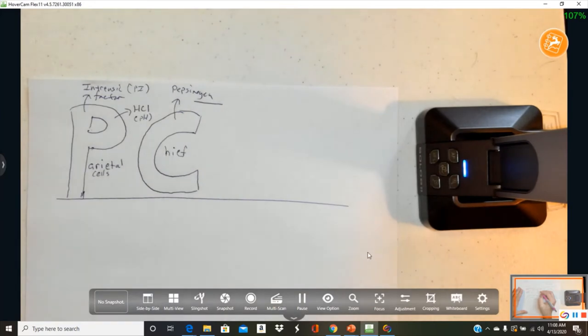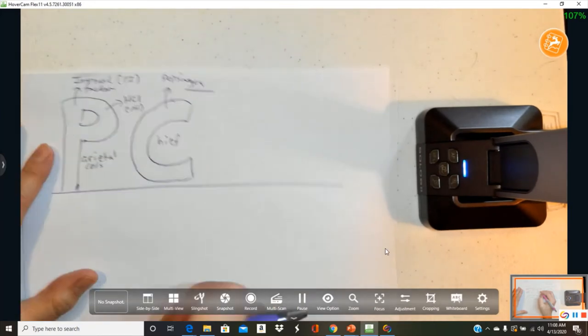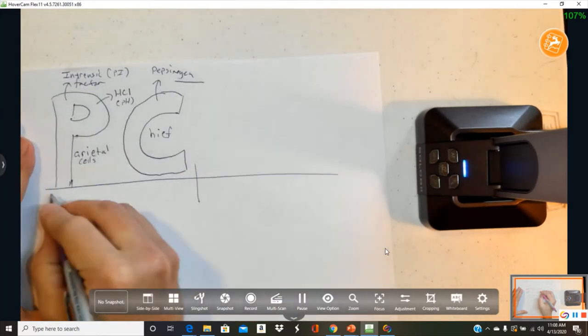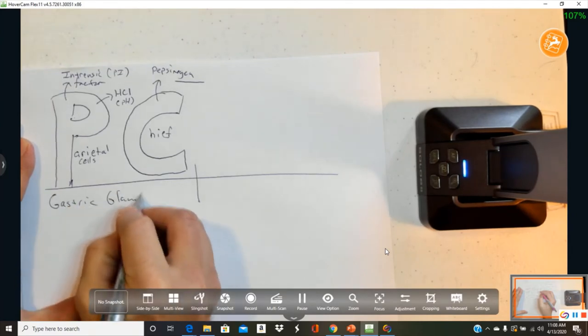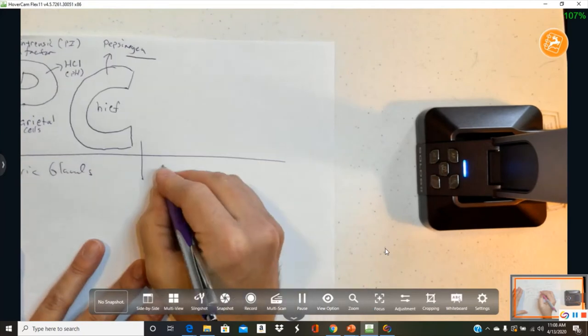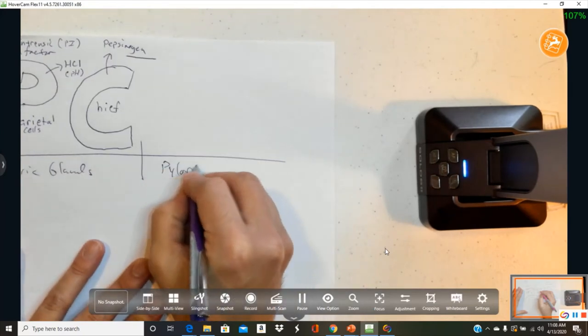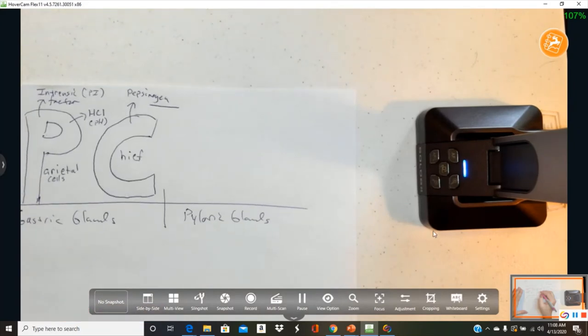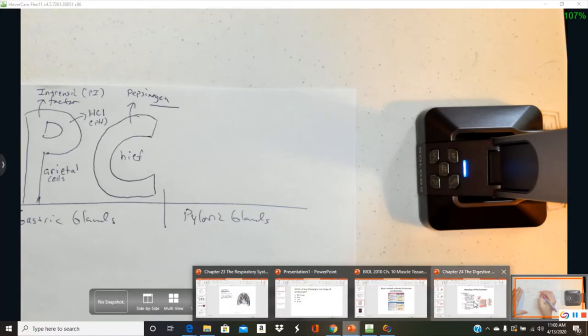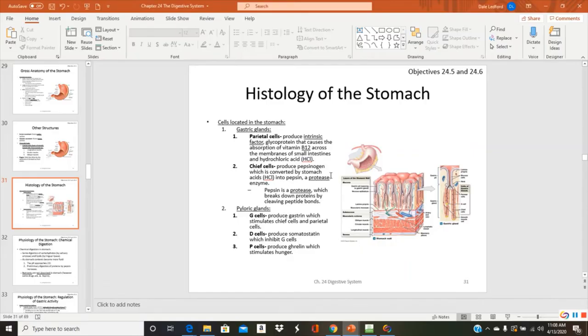And these are gastric glands. The rest of these are going to be your pyloric glands. In your pyloric glands, we have G cells, D cells, and P cells. G cells make gastrin. It's pretty easy to remember that G cells make gastrin.